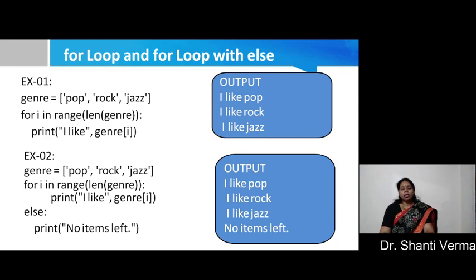In the second case, you can see that I use an else statement with the for loop, and if the for condition is false, meaning no items are left in the for loop, it prints the else statement, that is no items left.